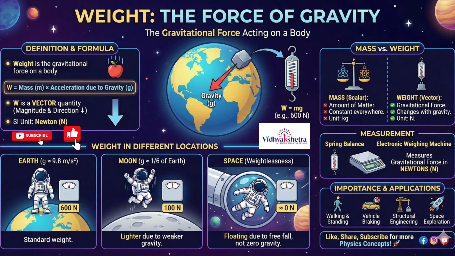Summary and conclusion. To summarize, weight is the gravitational force acting on a body. It depends on mass and gravity. It is a vector quantity. Its SI unit is Newton. Weight changes with location. Understanding weight helps us understand gravity, motion, and many real-world phenomena.